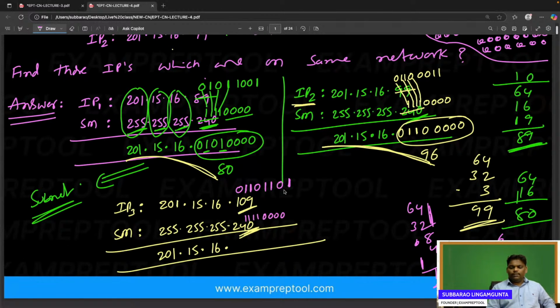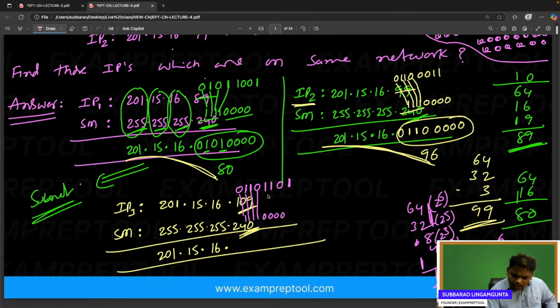Verify properly. Third bit is 1, that is 2 cubed. Second bit is 1, that is 2 squared. The 0th bit is 1, that is 2 power 0. Fifth bit is 1, that is 2 power 5. Sixth bit is 1, that is 2 power 6. 0, 1, 2, 3. Yes. Second bit also 1, and the 0th bit also 1. Perfect, everything is perfect. Now do the AND operation.